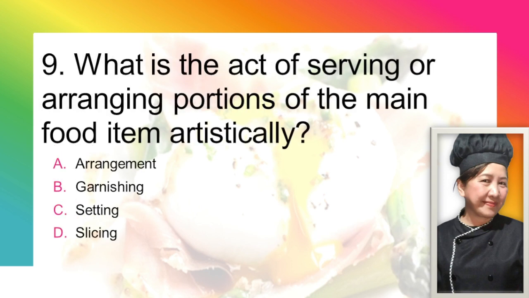Number 9. What is the act of serving or arranging portions of the main food item artistically? Letter A. Arrangement. Letter B. Garnishing. Letter C. Setting. Letter D. Slicing.